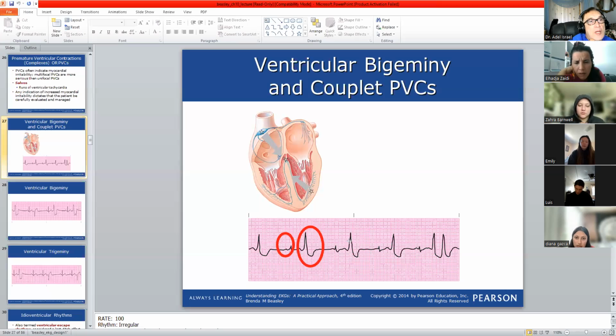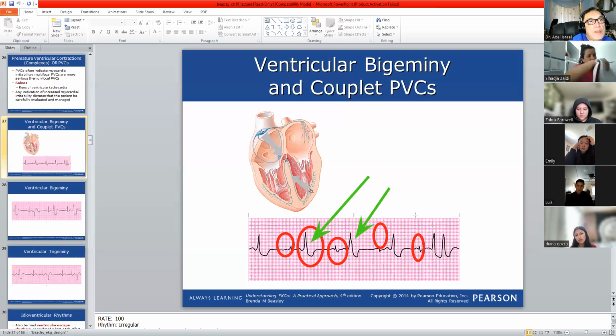So this one, which I am circling now, is normal. This one is normal. So this normal, this normal, this normal, this normal. But this one, which I am going to mark with an arrow, is the abnormal one. This is the abnormal one. This is the abnormal one.